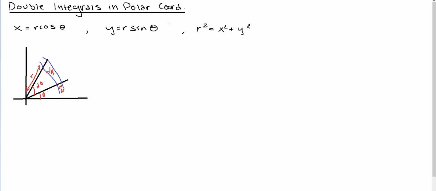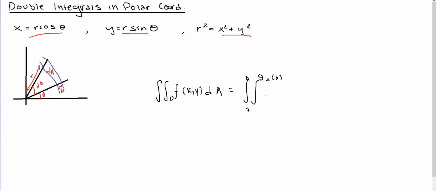So recall from the parametrics and polar coordinates unit that we have the following substitutions. We know that x is equal to r cosine theta, y is equal to r sine theta, and r squared is equal to x squared plus y squared. So previously we indicated that the double integral over the general region D of f of x, y, dA is actually equal to the integral from a to b, from g1(x) to g2(x), of f of x, y, dy dx. So we know that this is our equation, however this is regarding only rectangular coordinates.